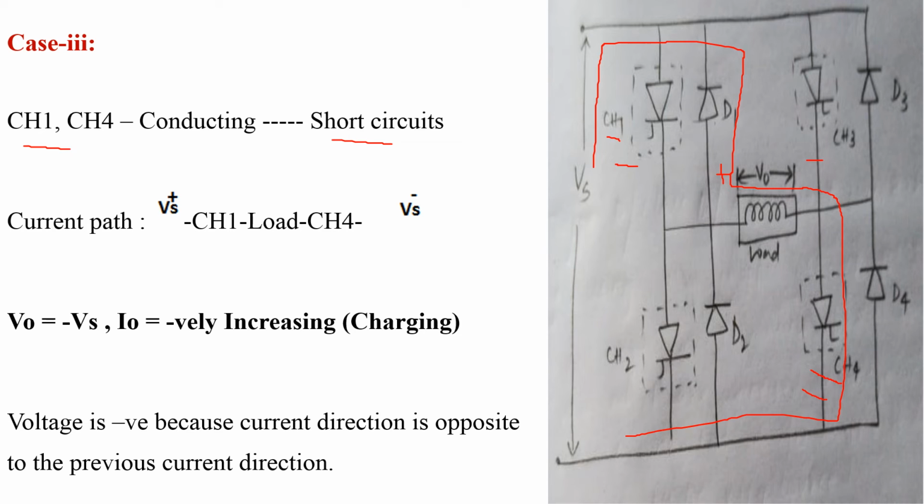But in this case, the voltage across the load is the same as the input voltage but negative. Why? Because in this case, the current direction is opposite to the previous current directions. So the total input voltage, that is Vs, appears as negative, and the load current is negatively increasing. Why? Because in this case the inductor starts charging. This is the third case of working.